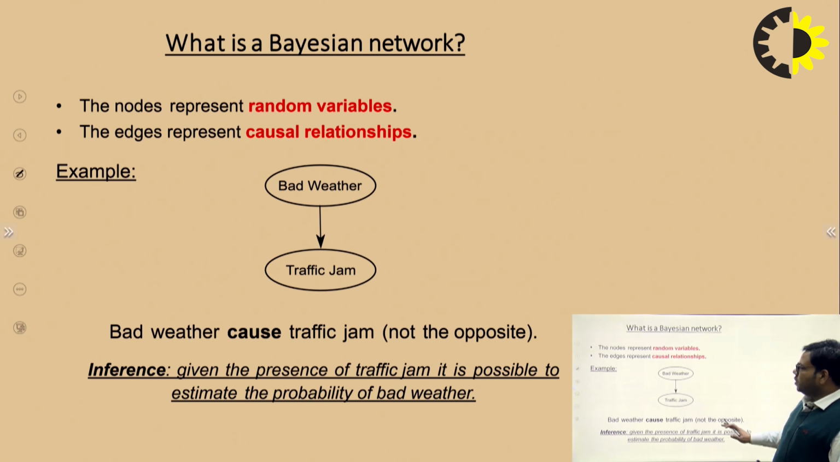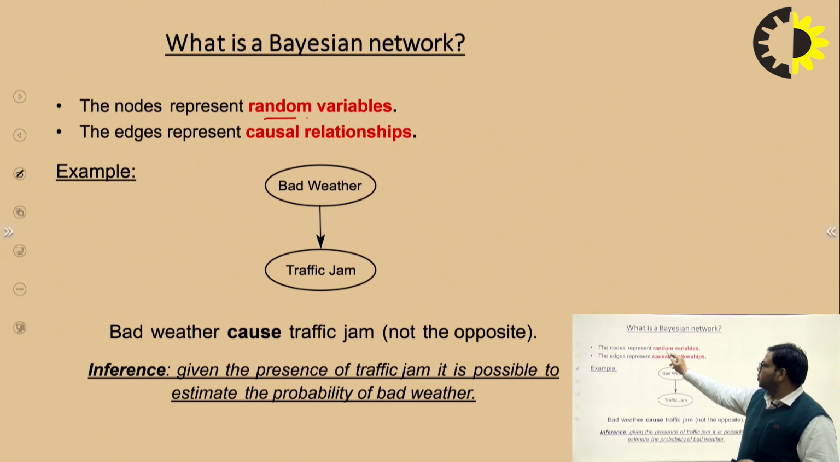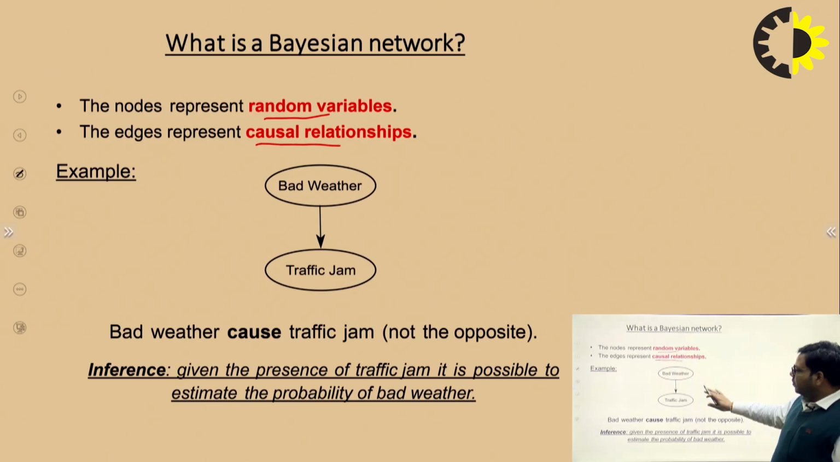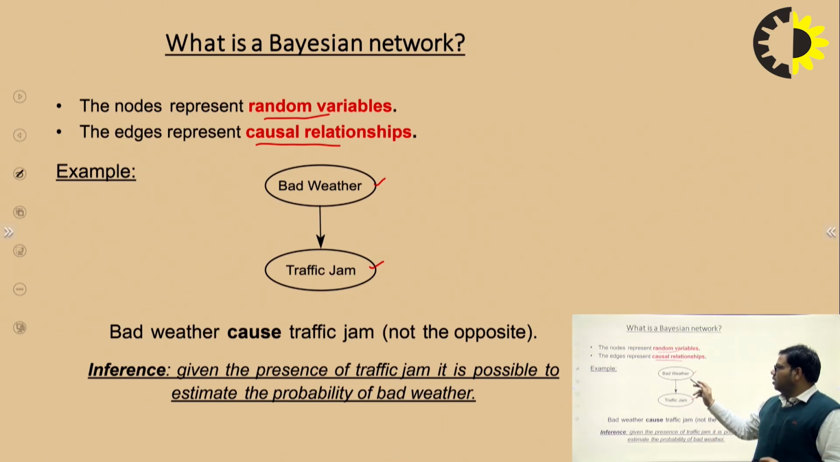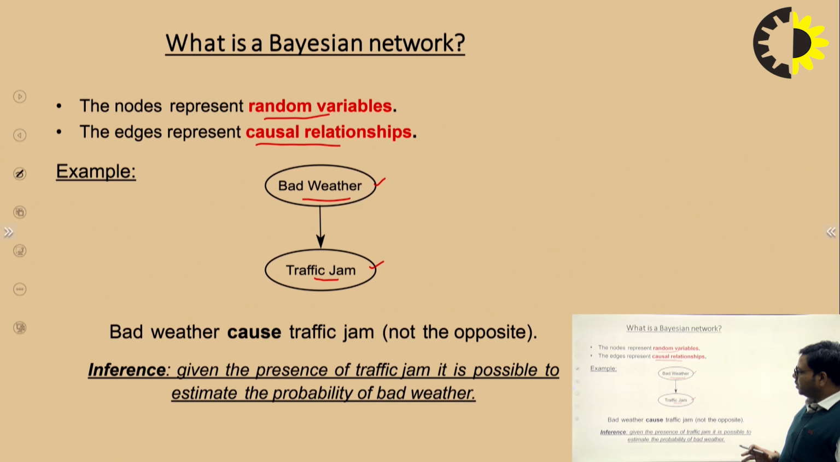So just have an example just to understand it. The nodes represent the random variables and the edges represent causal relationships. Having an example, we have a random variable, bad weather, and another variable, traffic jam. So this is represented using a Bayesian network.